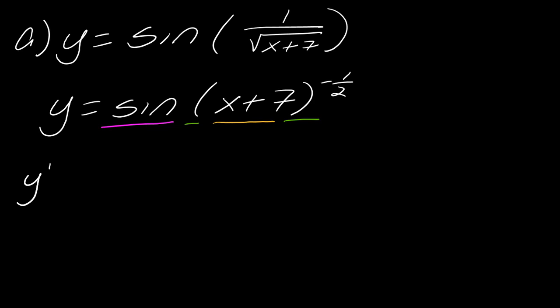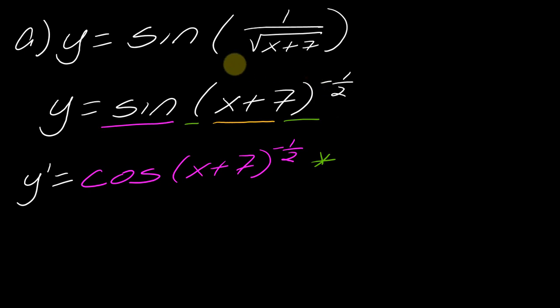First I'll take the derivative of the outermost function. The derivative of sine is cosine. The whole thing with the chain rule is that after you take the derivative of the outermost, you leave the rest of the function alone, like this. Next I'm going to multiply by the derivative of the next function. That middle function was this thing to the negative 1/2, so I have to use the power rule with this.